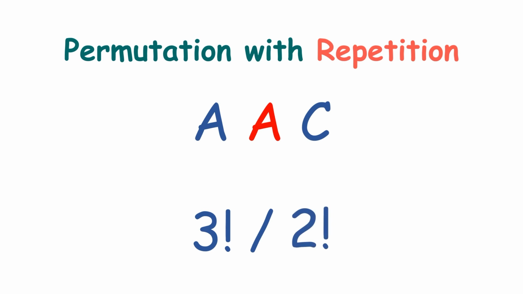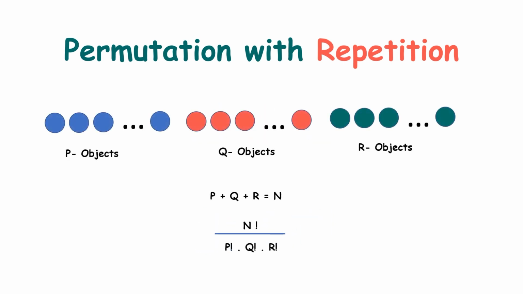In general, if we are given P identical objects, Q identical objects, and R identical objects, where P plus Q plus R is equal to N, then there are a total of n objects. If they were all different, the total number of arrangements would be n factorial. But as P objects will be switching their positions, and we will not be able to tell the difference, each choice repeats P factorial times. So the n factorial should be divided by P factorial, and with a similar argument, it should be divided by Q factorial as well as R factorial.